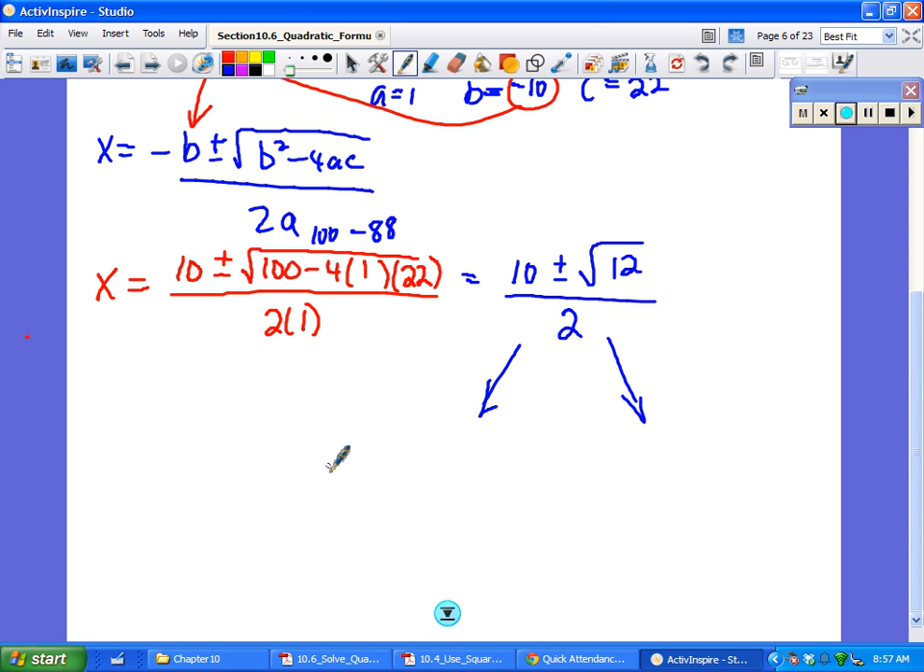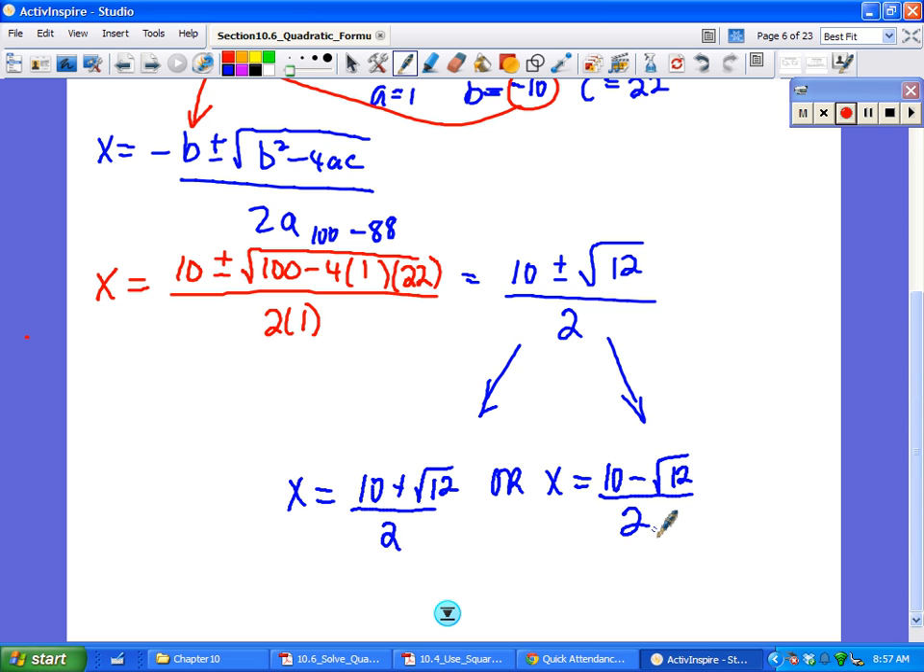Now, how many answers do you get from this? 2. So one answer is x is equal to 10 plus the square root of 12, over 2. Or the other part, 10 minus the square root of 12, over 2. I'll do it in a minute. I'm just showing you how you break it up. Break them up first and then work it out.